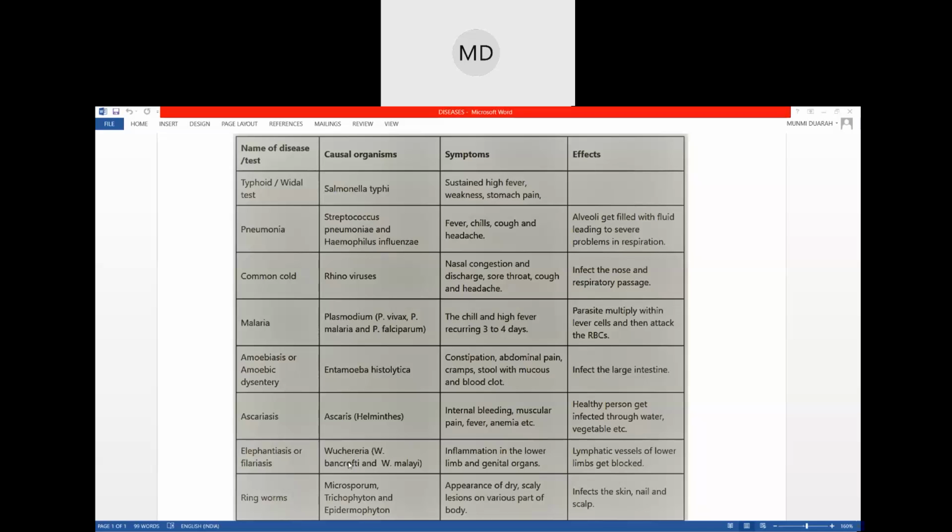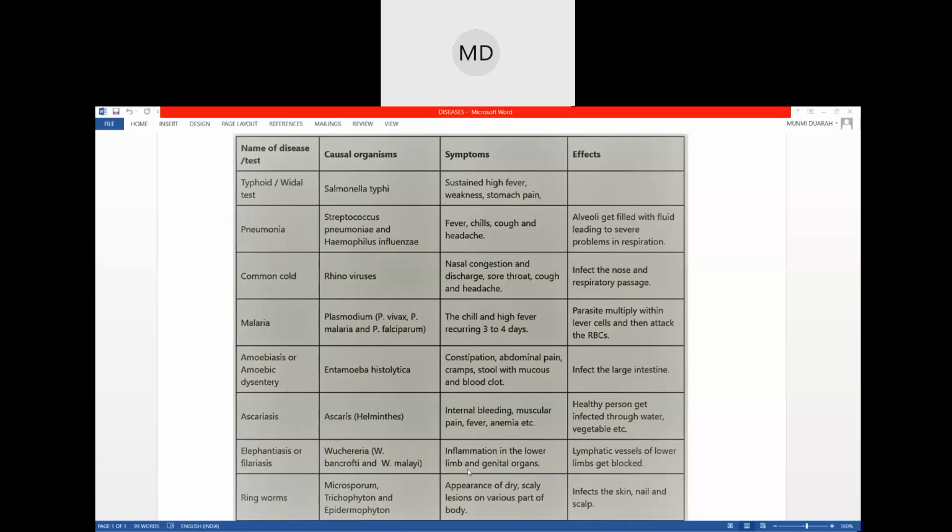Wuchereria is a genus, and there are two species, Bancrofti and Malayi. So when it is asked what the causative organism is, you can write Wuchereria or Wuchereria bancrofti. For Plasmodium also, you can write Plasmodium vivax, Plasmodium malariae, Plasmodium falciparum, or just Plasmodium species. For ringworms it is Microsporum, Trichophyton, or Epidermophyton. These are the three; you can choose one and write.